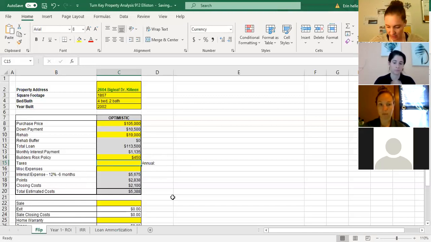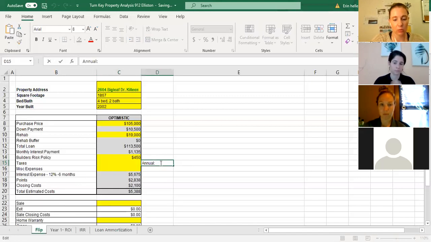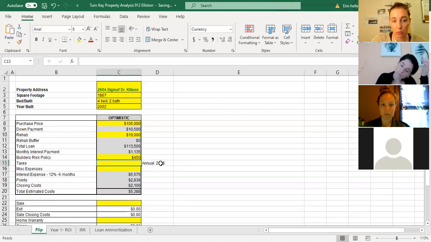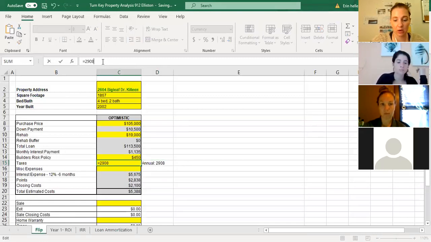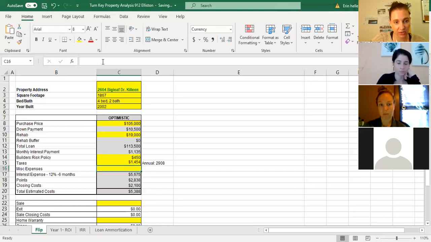Taxes, we said, I think was $29.08. So we know we're going to hold on to this for 6 months. We're still on the hook for the taxes the whole time that we own the property. So we're just going to divide that by 2. So we're left with $1,454 in taxes just for the time that we're looking to renovate this property.